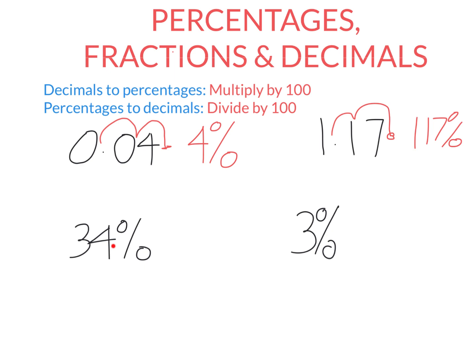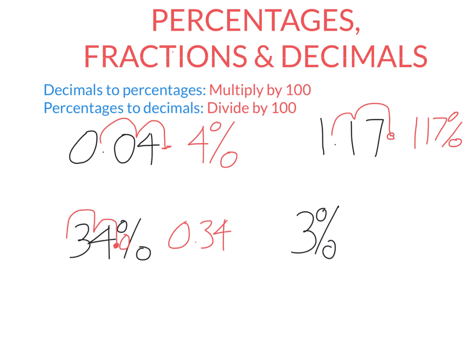Percentages to decimals. I'm going to convert each of these to a decimal. Well, we're going to divide by 100. That means rather than moving the decimal point 2 spots right, we move it 2 spots left. 34 is the same as 34.0. So we move the decimal point 2 spots, drop the percent sign, it's 0.34.